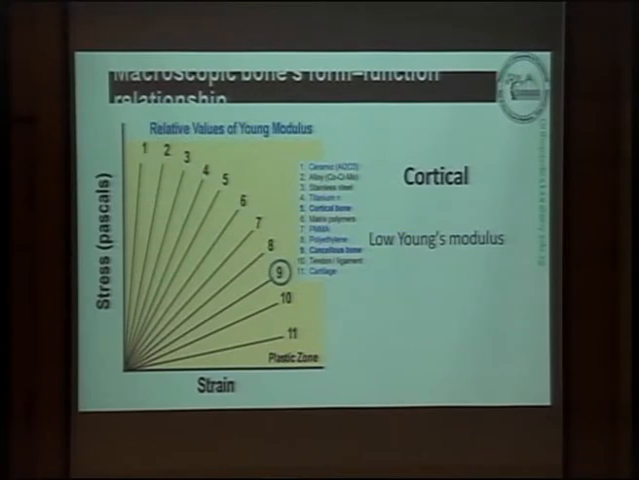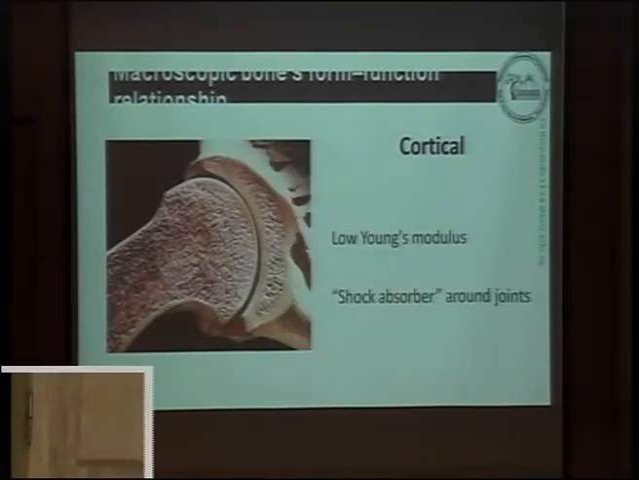It has a very low Young's modulus of elasticity. This means that it deforms a large amount in response to low stresses, and this is what we name spongy type of bone. So how is this adapted to the function?